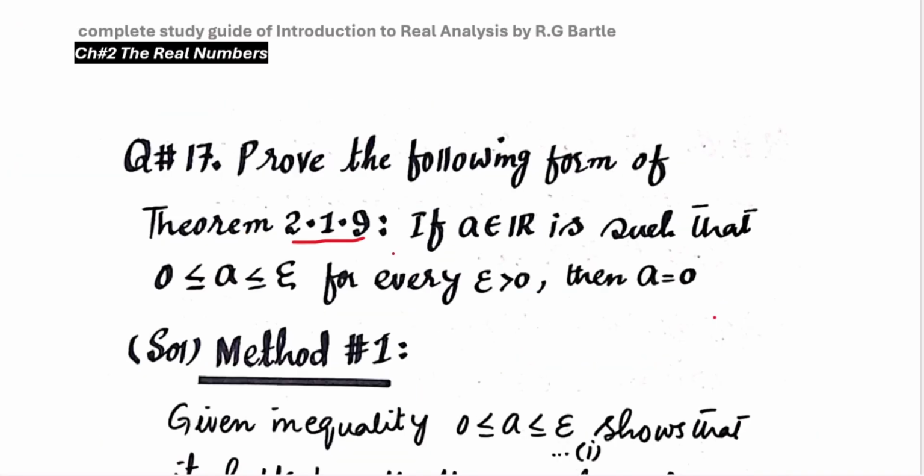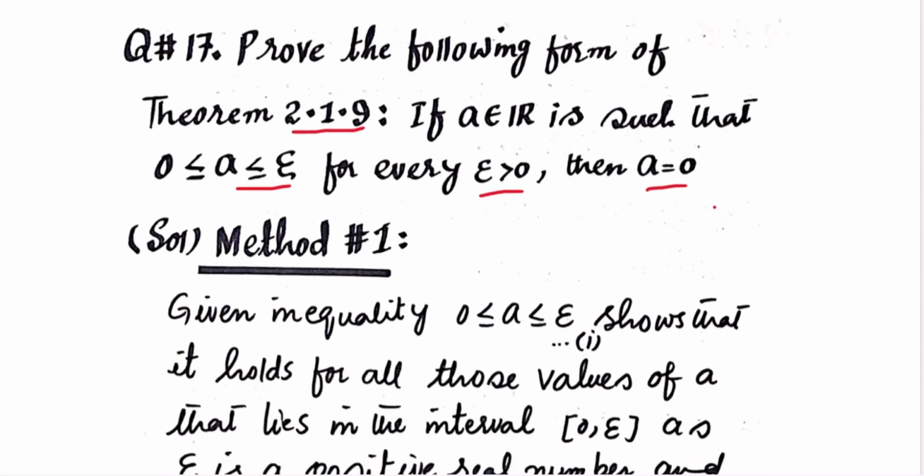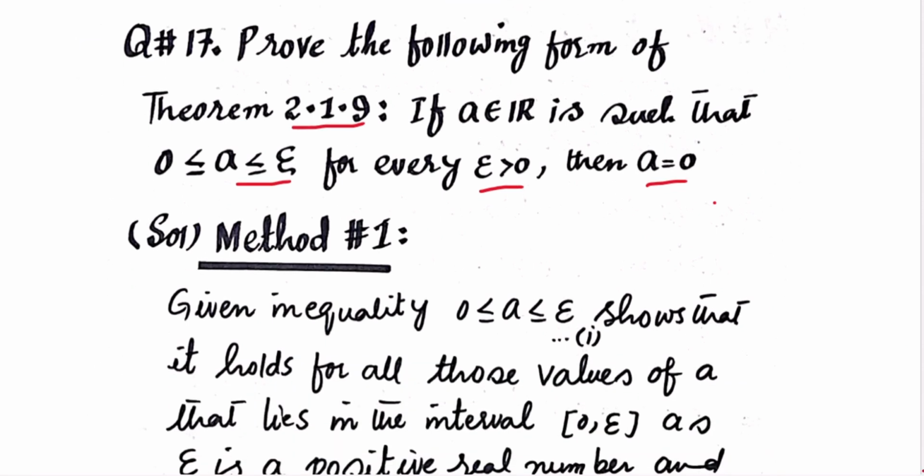But in question number 17, the difference from 2.1.9 is that here a is less than or equal to epsilon also. While in the statement of Theorem 2.1.9 we have 0 less than or equal to a less than epsilon. So the equal sign is not included in Theorem 2.1.9. So we have to show that if this inequality holds for every positive real number epsilon, then a is equal to 0. I will prove this question using two methods.